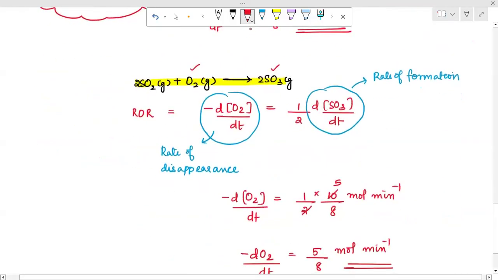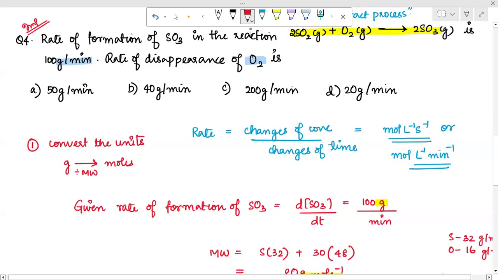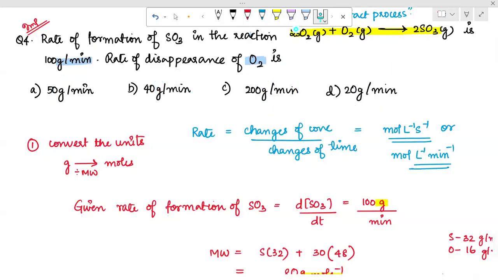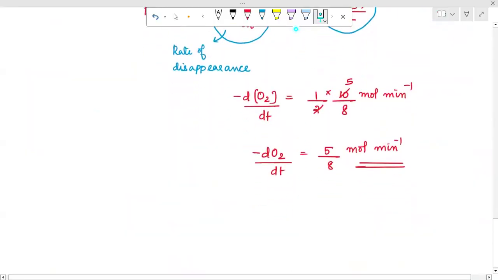Now let's come back to the options. Do we have an option where 5 by 8 is there? Please check the units. Units are in grams per minute. So what do we have to do? Whatever we have got corresponds to the number of moles of oxygen. We have to convert it.